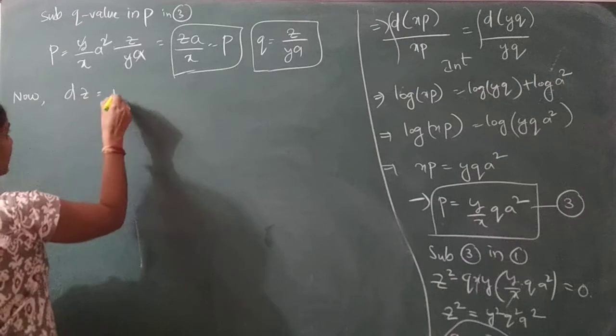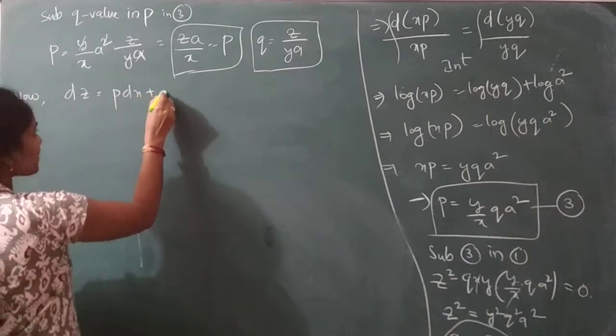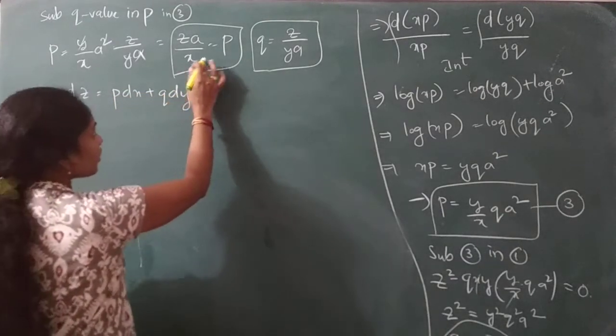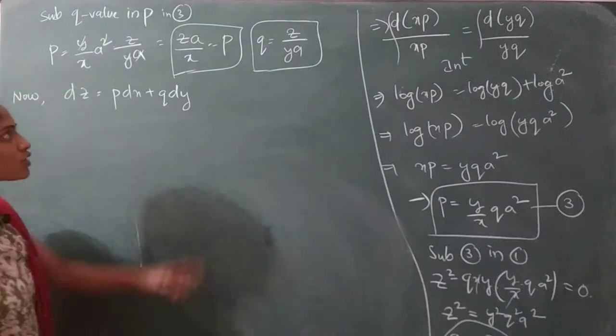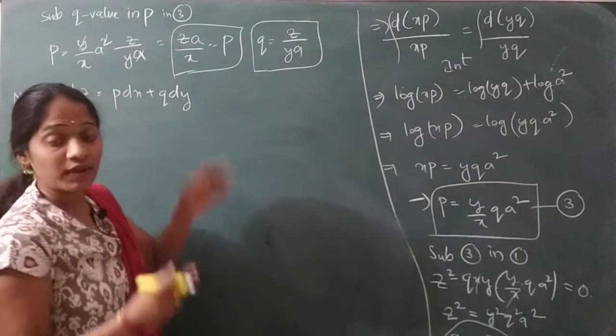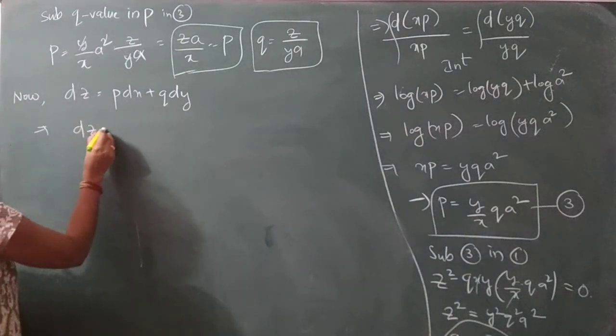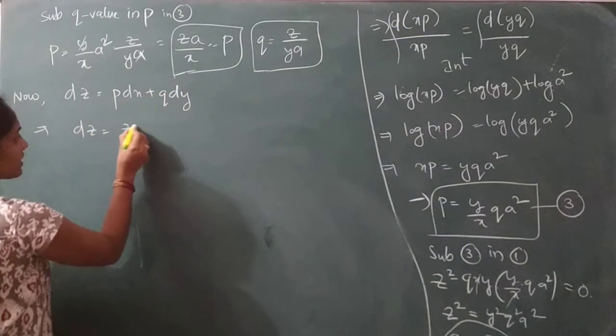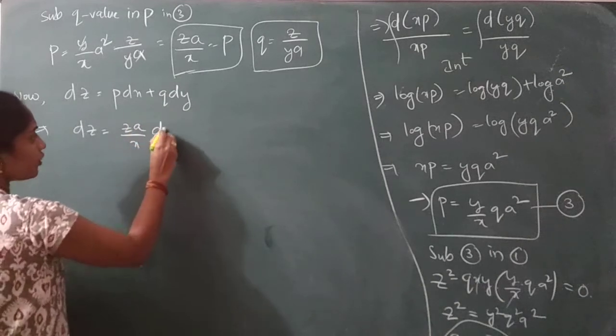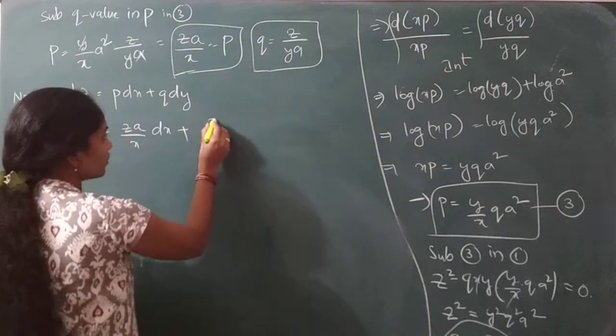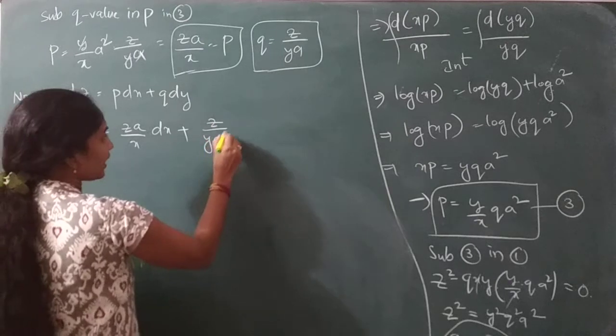dz is equal to p dx plus q dy. So we have already found the p, q values, so we substitute those values and then we have to integrate. So this is another step. Now dz is equal to, what is the p value? za by x into dx. What is the q value? z by a into dy.